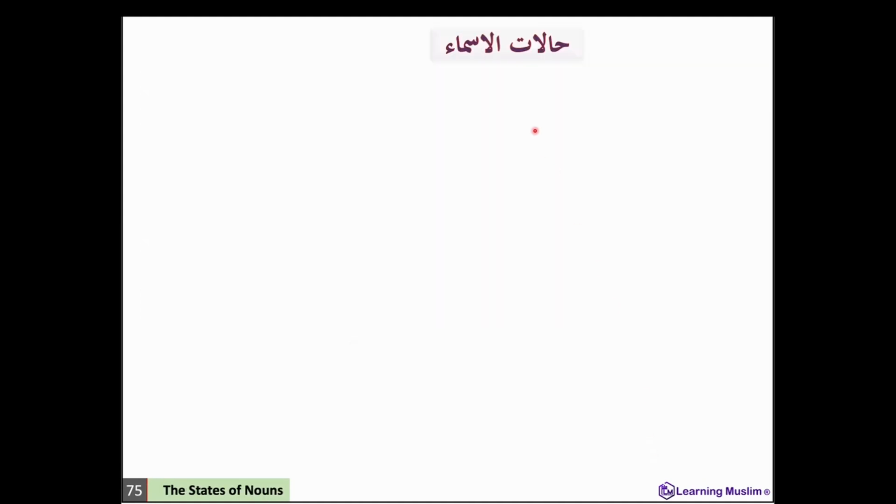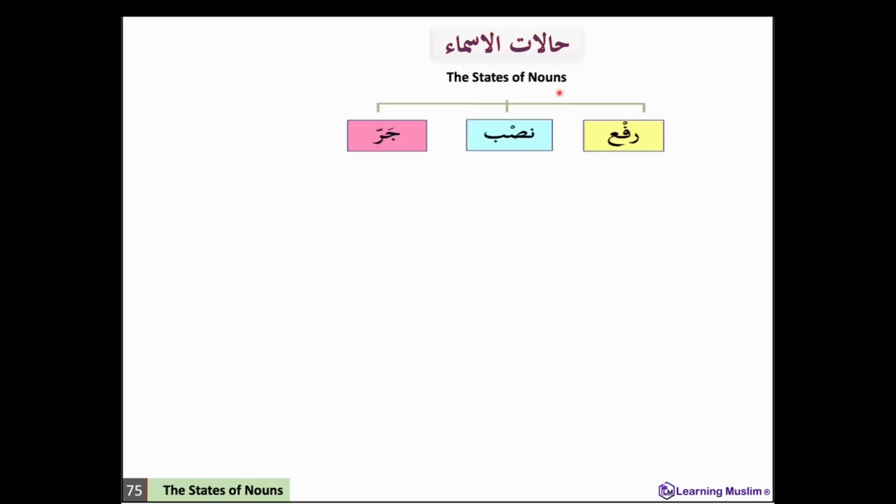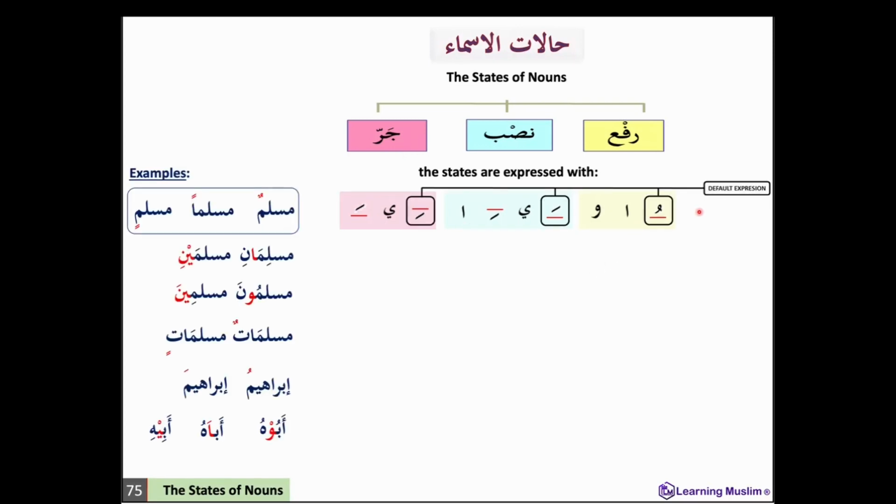Now let's come back to our discussion on حالات الاسماء, the states of nouns. And we said the states of nouns are رفع, نصب, and جر. And these states are comprehensively expressed with ضمة, ألف, واو for the state of رفع, فتحة, يا, كسرة, and ألف for the state of نصب, and كسرة, يا, and فتحة for the state of جر. So let's have a look at how this applies in practice.